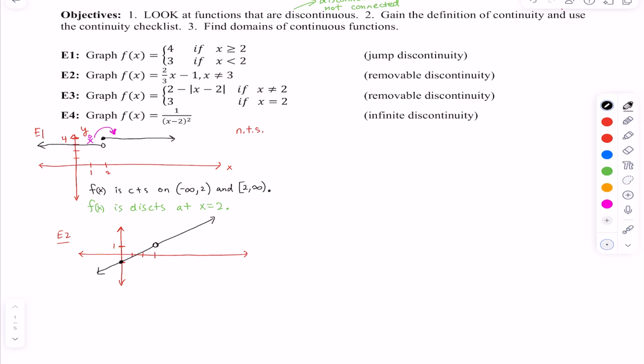So this is not called a jump discontinuity, this is called a removable discontinuity. Once again, the function is continuous on most of the x values, but not all. F of x is certainly discontinuous at x equals 3.